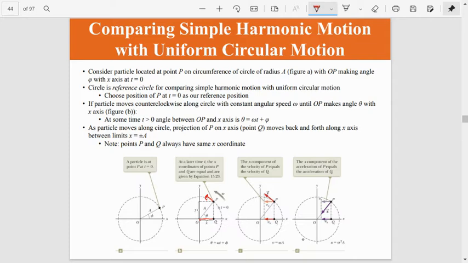So you can find a horizontal component of that speed, which is actually the speed at which the shadow that it casts on the x-axis, point Q, moves along the x-axis. And the same thing with the centripetal acceleration, which again points along the radius to the center of the circle. That one also has a horizontal component that can be used to describe the acceleration of point Q along the x-axis.